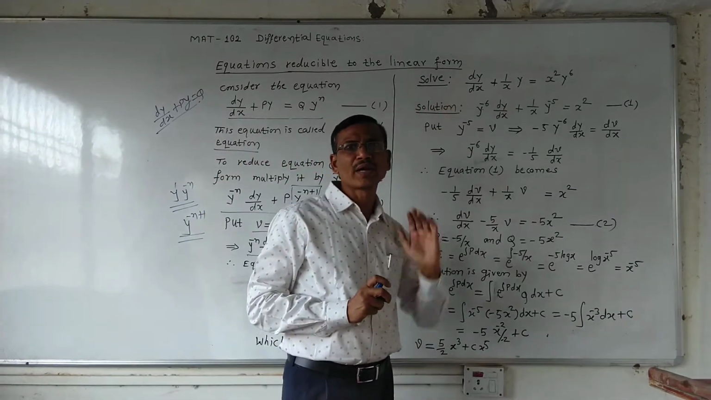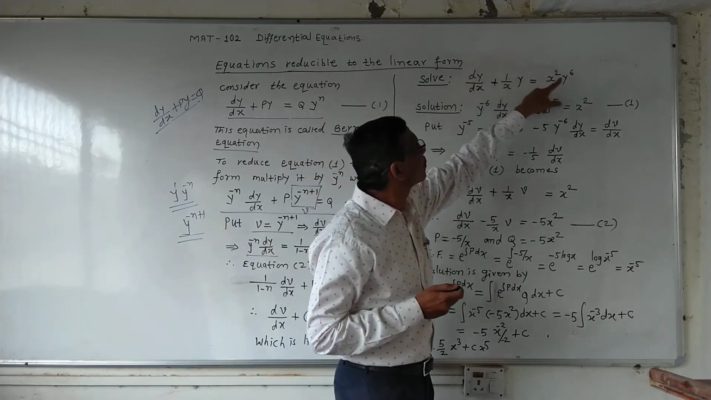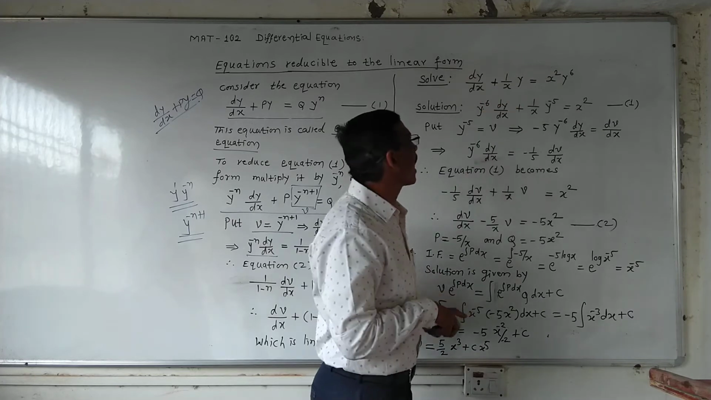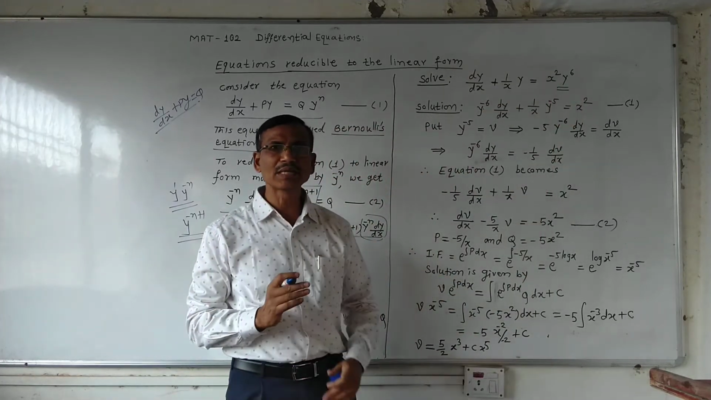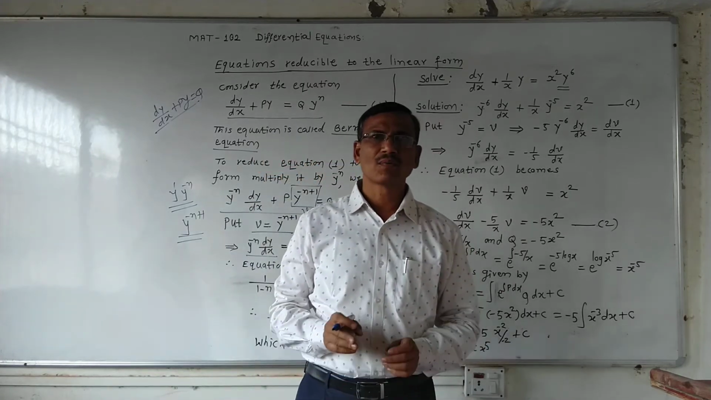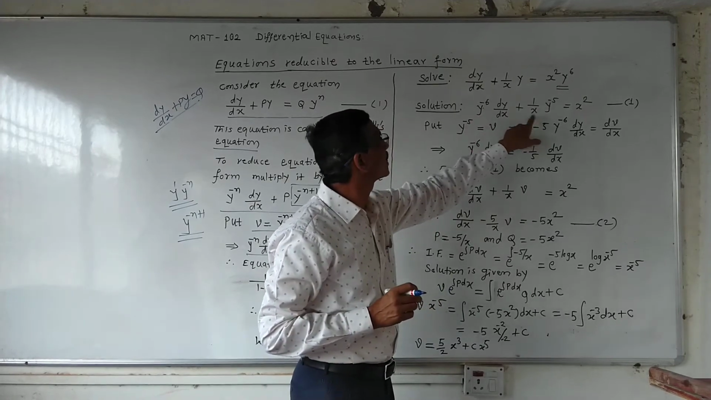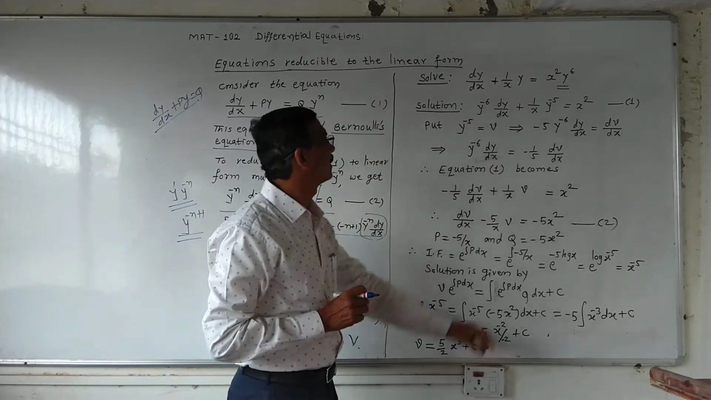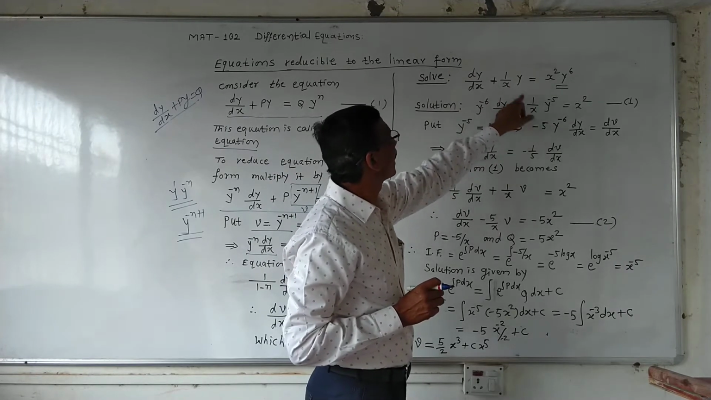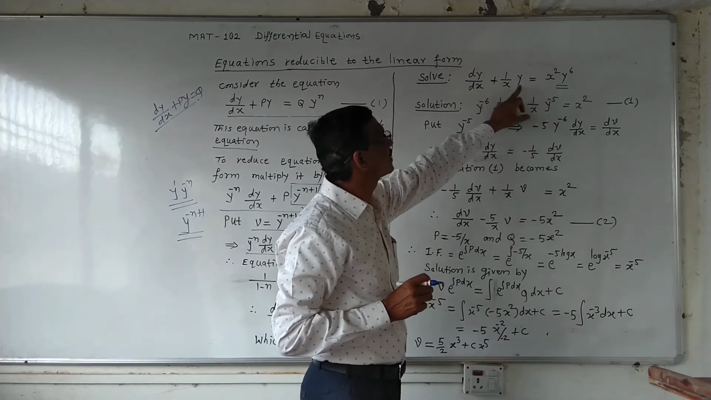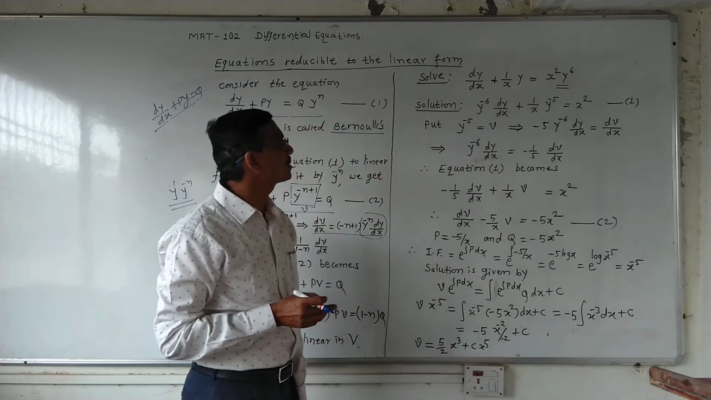Bernoulli's equation can be reduced to the linear form. To reduce it into the linear form, we have to divide both sides by y raised to 6, that means multiply both sides by y raised to minus 6. And after multiplying, you will get equation 1. It is very simple, only multiply by y raised to minus 6. Y into y raised to minus 6 will become y raised to minus 5.